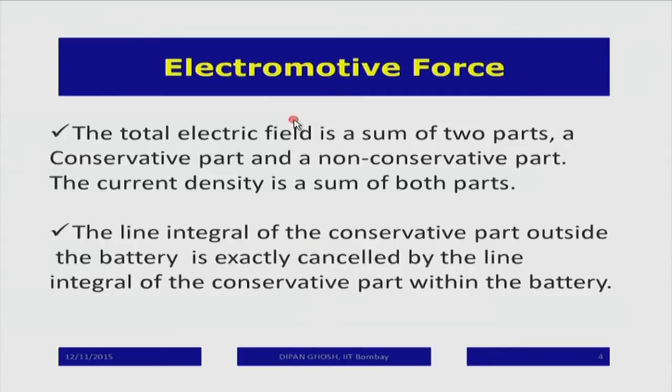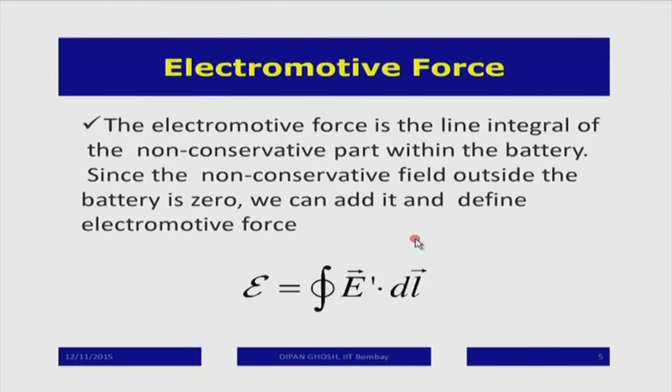So I said the total electric field is a sum of two parts. There is a conservative part and a non-conservative part. Now the current density that I have got is a sum of both the parts. The line integral of the conservative field outside the battery is exactly cancelled by the line integral of the conservative part within the battery, that of course we know. So I have already explained why, I can take this as E dot dl.